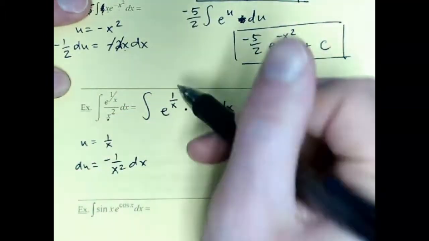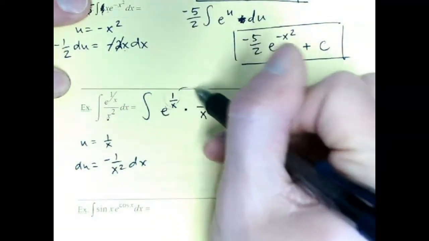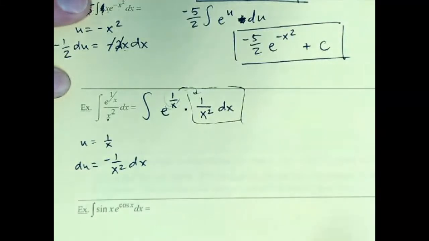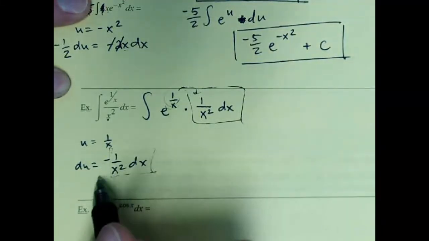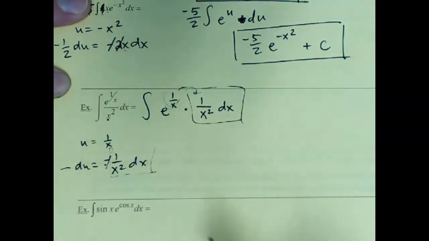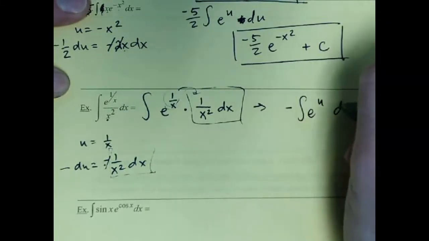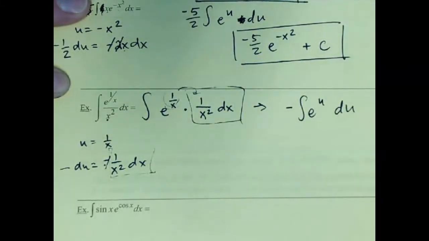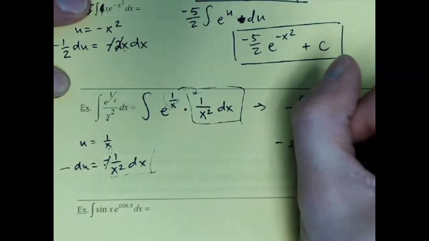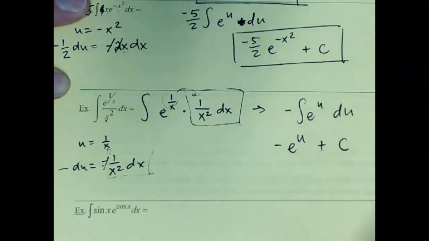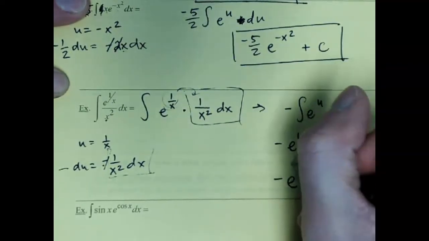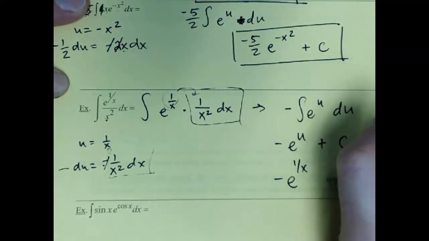So here's my u. The derivative of it almost matches, right? It almost matches perfectly. The only thing that it's missing is the negative. Okay, so that one's going to be a negative e to the u du. So that means it's going to be negative e to the u plus c. So that's negative e to that 1 over x plus c.